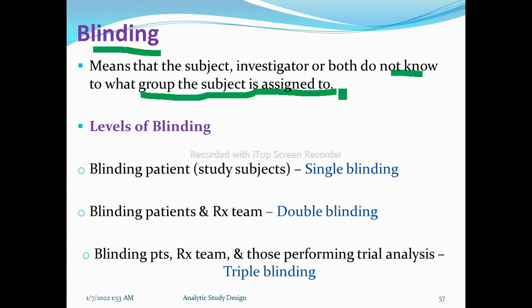So we do have three types, or levels, of blinding. The first type is known as single blinding. Single blinding is when only the study subjects are blinded or masked about the treatment. But when the treatment team or physicians and patients are both blinded, we can say double blinding. This is a common type of blinding. Most randomized control trials use double blinding.